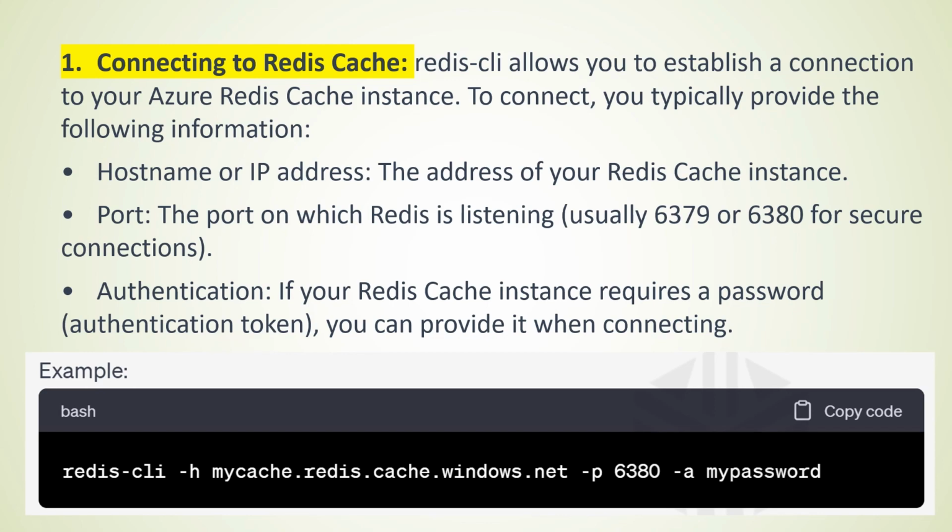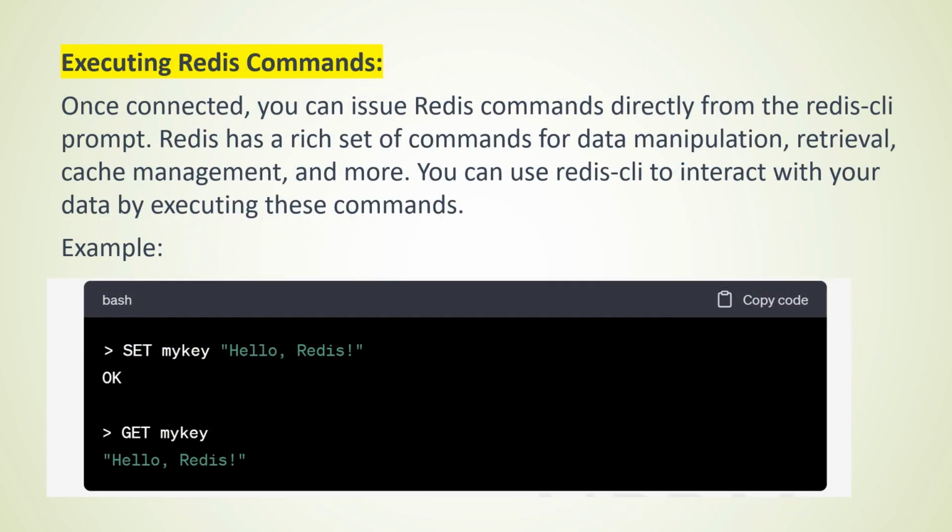authentication, if your Redis Cache instance requires a password or authentication token, you can provide it when connecting. Executing Redis commands. Once connected, you can issue Redis commands directly from the Redis CLI prompt. Redis has a rich set of commands for data manipulation, retrieval, cache management, and more. You can use Redis CLI to interact with your data by executing these commands.